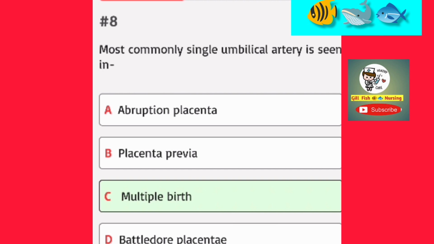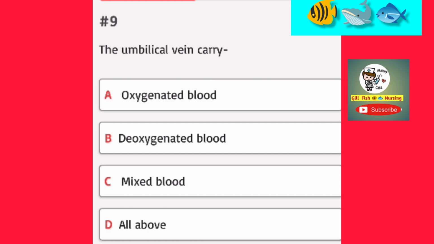So the next question, the ninth, is: umbilical vein carries what type of blood? A, oxygenated blood; B, deoxygenated blood; C, mixed blood; and D, all of the above. So you know that in the placenta the umbilical vein, and also the pulmonary veins, are going to carry oxygenated blood. So the correct answer is oxygenated blood.